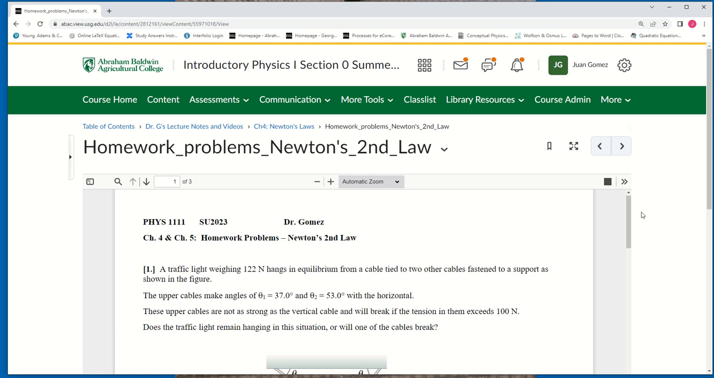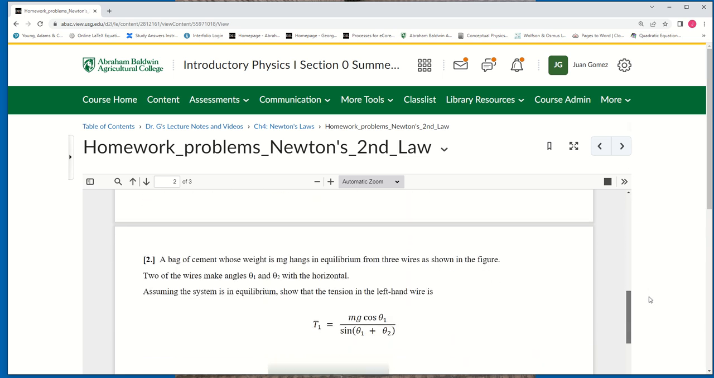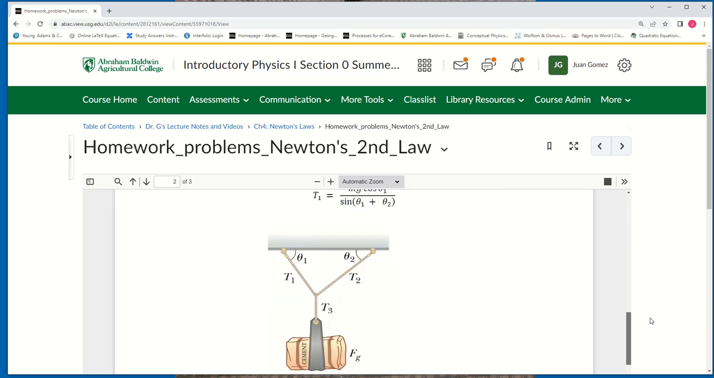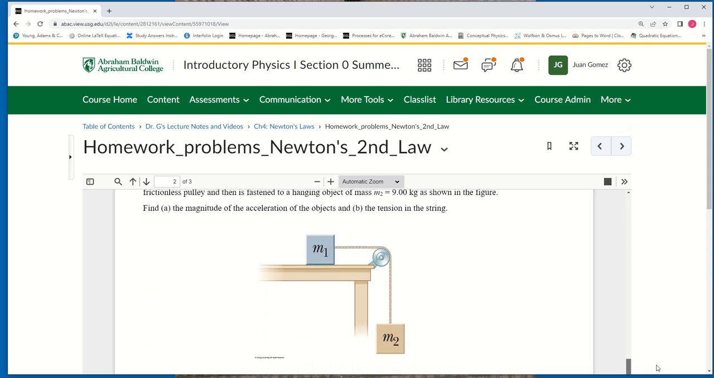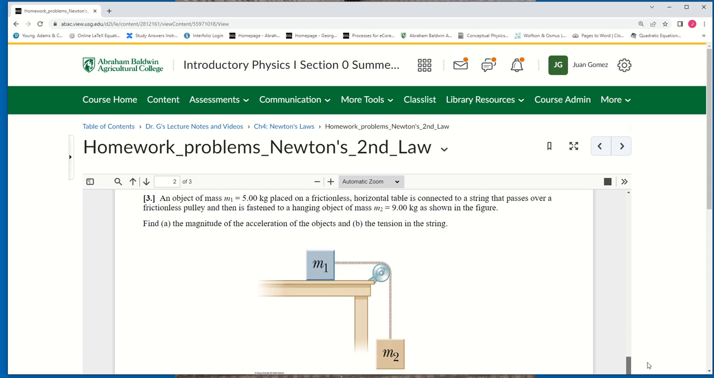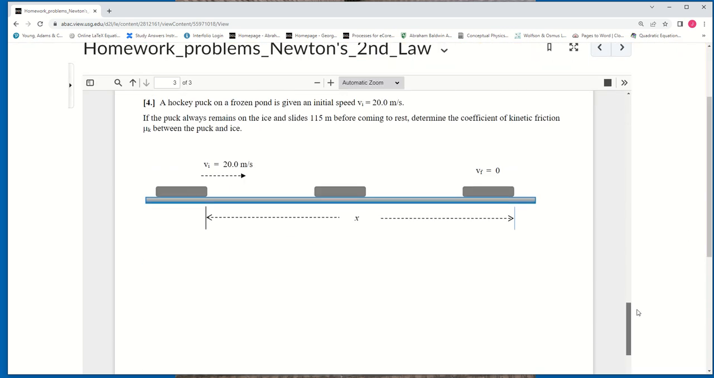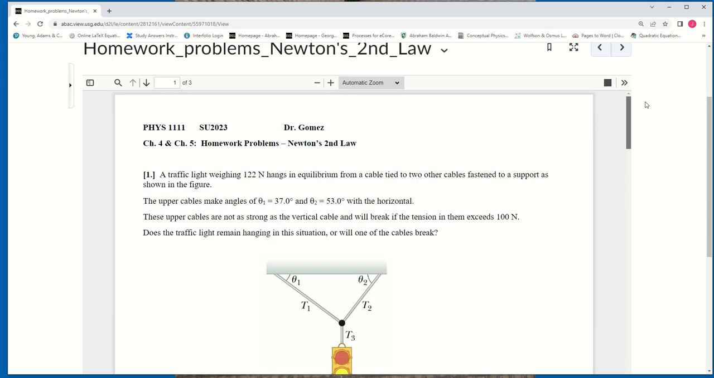And there's three problems. There's the hanging traffic light problem, then the hanging cement bag problem, which is really exactly the same. Problem 3 deals with two connected masses, connected via a frictionless pulley. And then problem 4 is the sliding hockey puck. So there's four problems where you have to solve them applying Newton's second law.